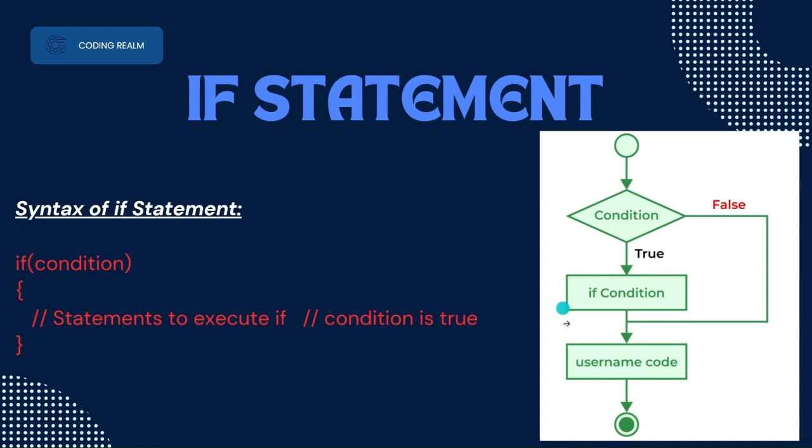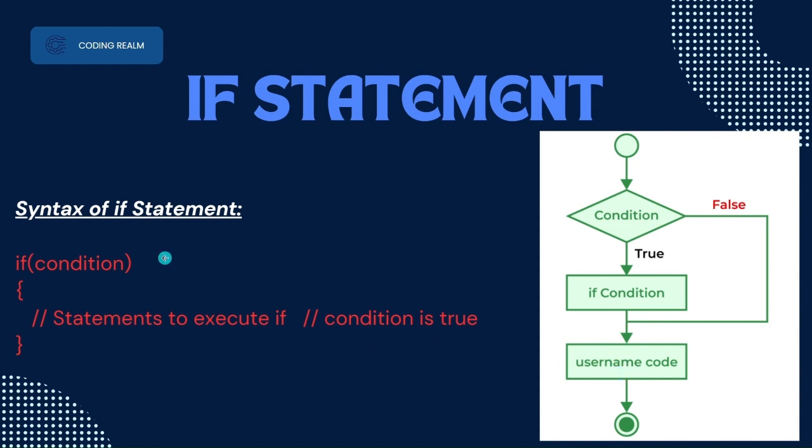Look at this flow chart. We start from here. We have a condition. If the condition is true, we execute the block of statements. If it is false, it does not execute the statements.